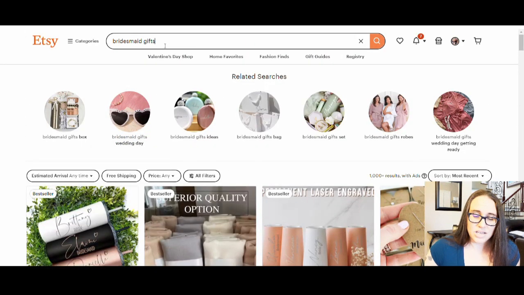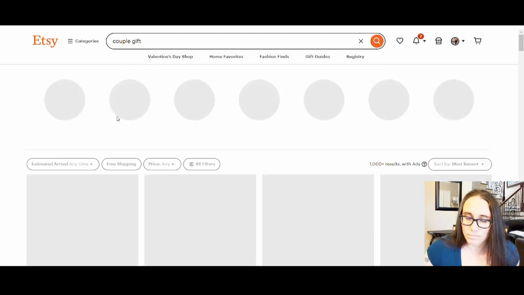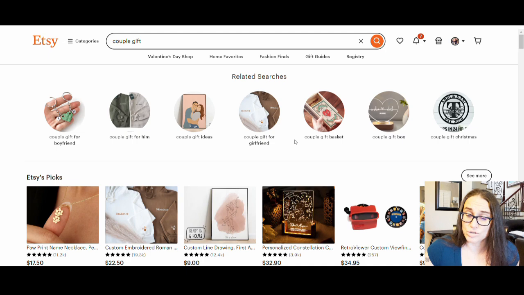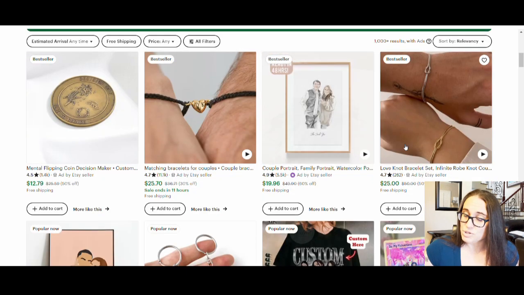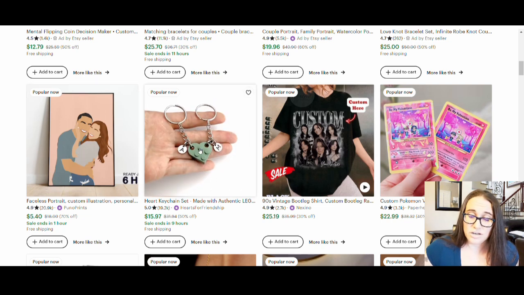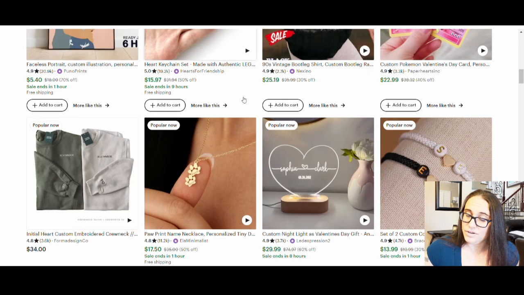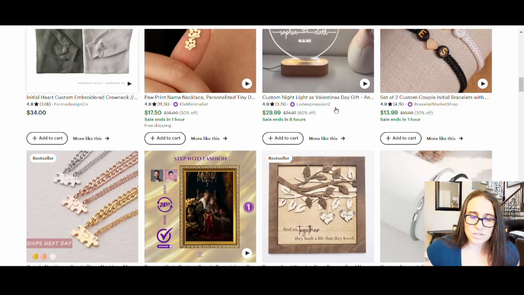So I hit C: custom portrait or couples gift. Custom is a big one. If I hit couple gift, right, that's another one that people like. Or coworker gift, by the way, didn't pop up with that, but there are certain times when coworker gifts do well. With couples gifts, you've got some couples portraits, some his and her keychains, which are good, and necklaces that have the two names on them. Those are all good ones for couples, and so on and so forth.